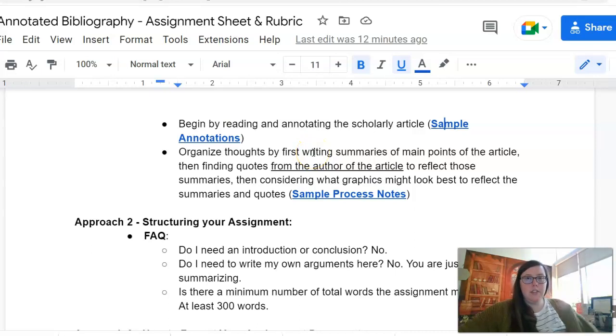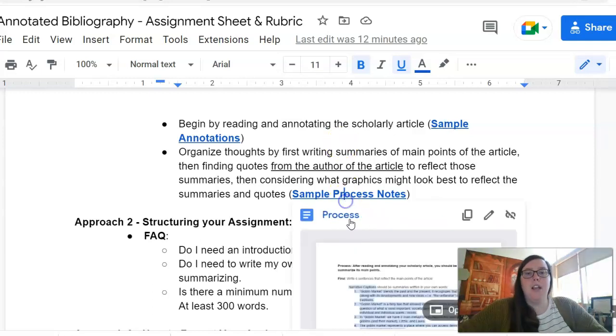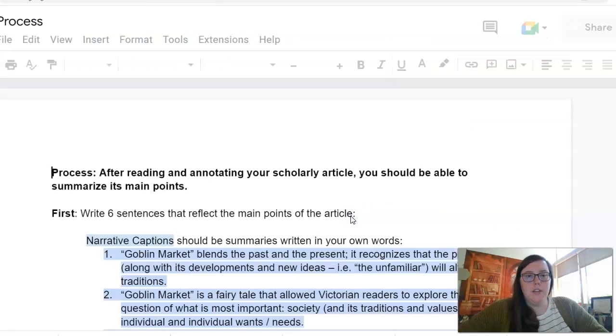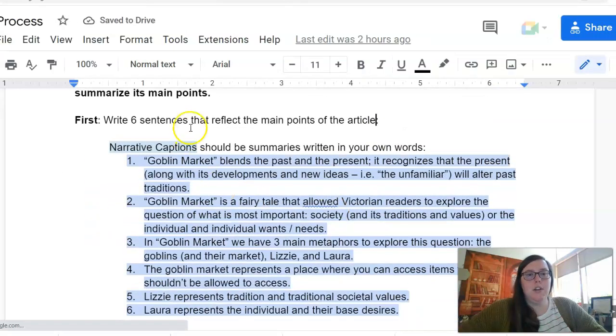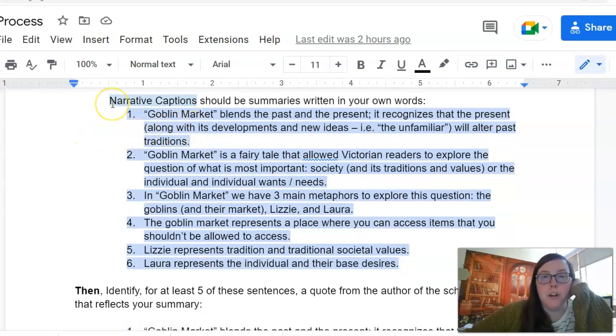The other thing that I had to do, I couldn't just read and annotate and then go straight into the graphic. I had to sort my ideas, so I would recommend doing this as well. So I've got a sample of the process that I took. The very first thing that I did is I tried to identify, okay, what are my narrative captions going to be? What are my at least 6 sentences of the author's main ideas in my own words? How am I going to sort out the ideas that the author is saying?